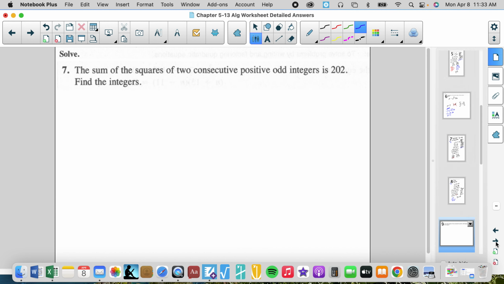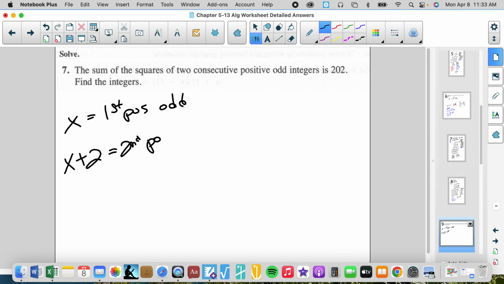The sum of squares of two consecutive positive odd integers is 202. So the sum of the squares of two consecutive positive odd. So x is going to be my first positive odd. And here's the interesting thing. X plus 2 is going to be my second positive odd. But Mr. Mac, it has to be odd. Why are we adding 2? Why shouldn't we add 1 or 3?